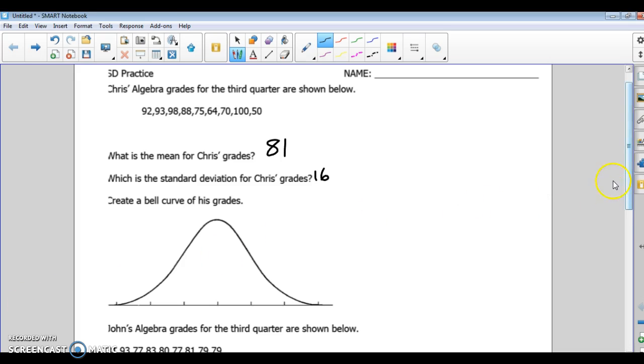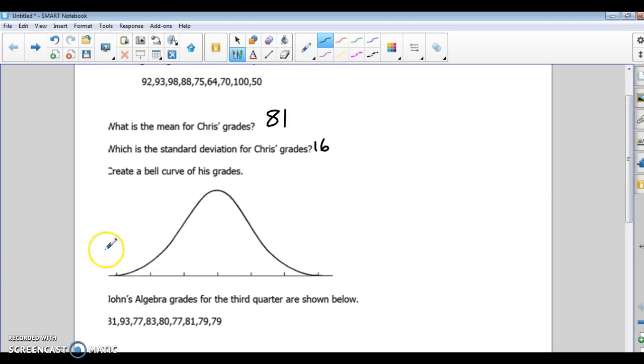Then what does standard deviation tell us about? Standard deviation will tell us how the data is spread out. So usually if you look at this, this is called the bell curve, and right in the middle of the bell curve is the mean. That's 81. And that means most of the scores are very, very close to 81, okay? Now, what does standard deviation represent? If the standard deviation is 16, that means most of the data will be closer to 81, okay?